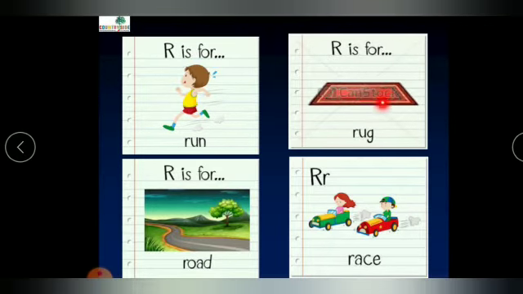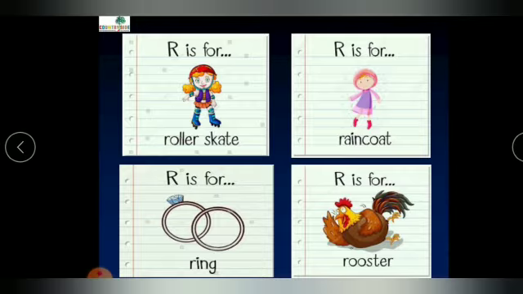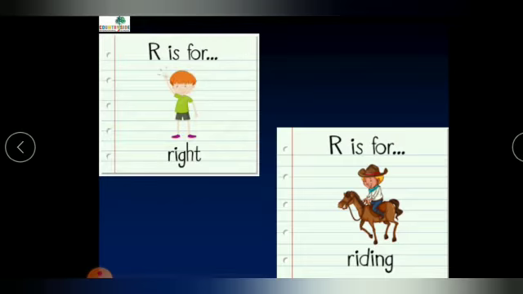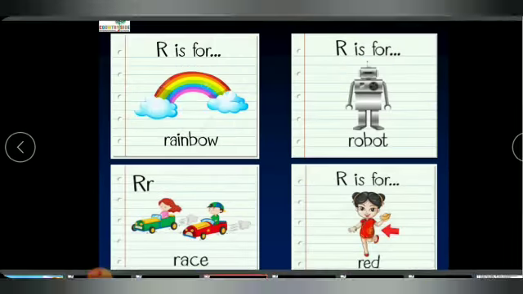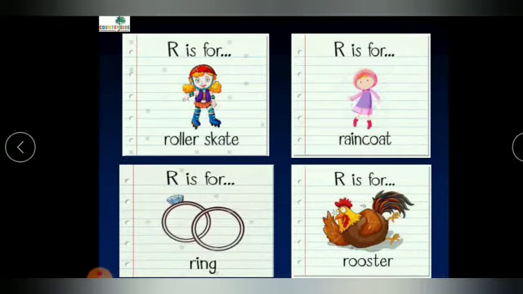Run, rug, road, race, roller skate. Then raincoat, ring, rooster, right, this is right hand, and riding. Yes, so you saw some vocabularies of letter R.